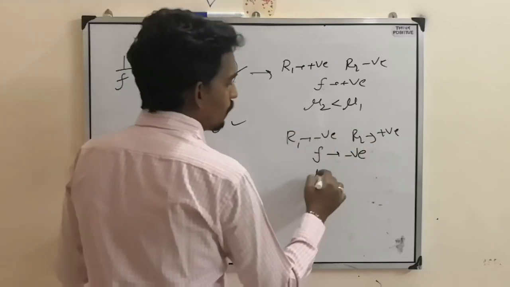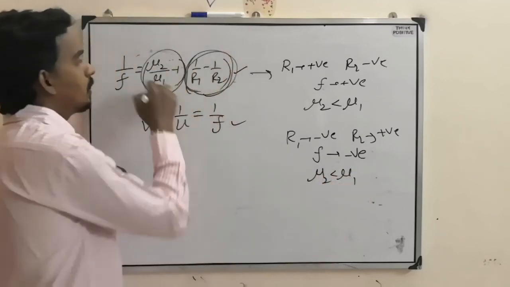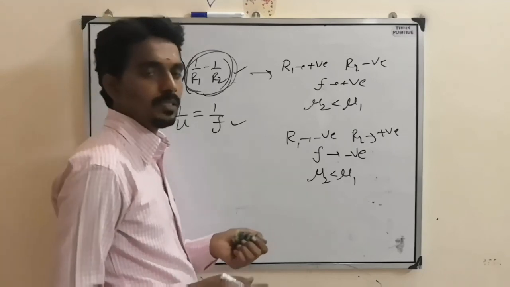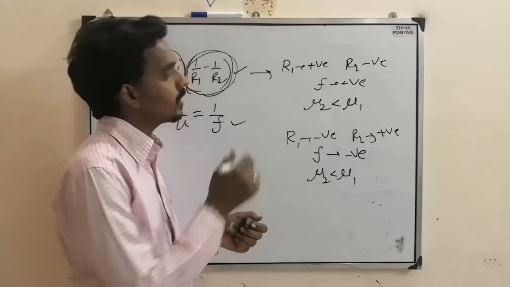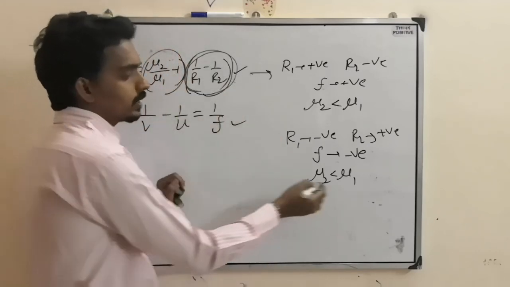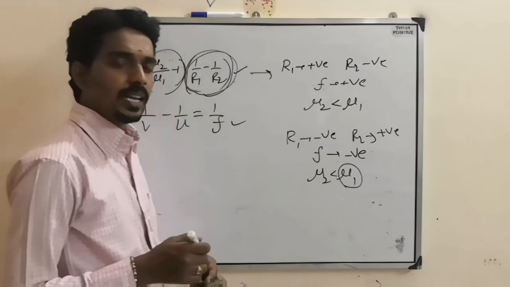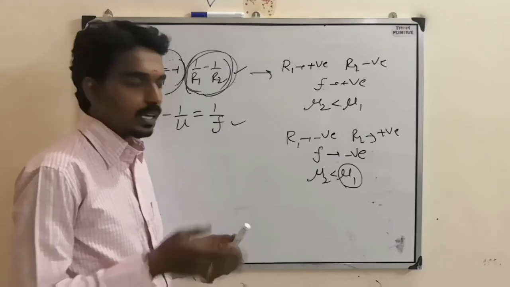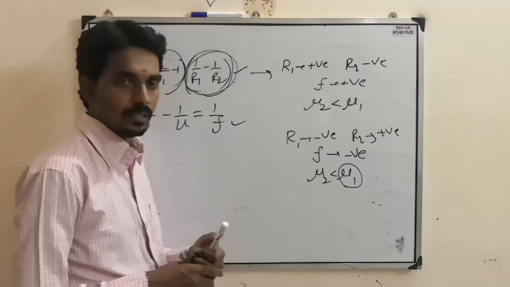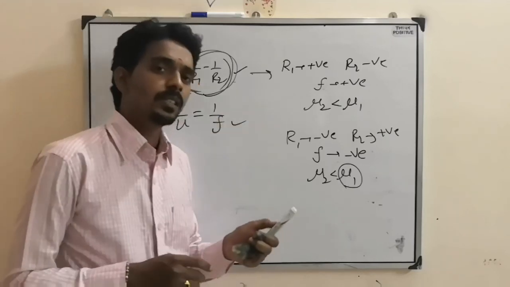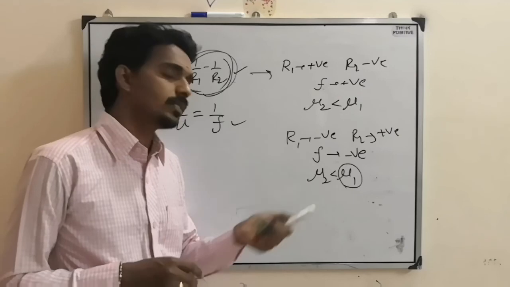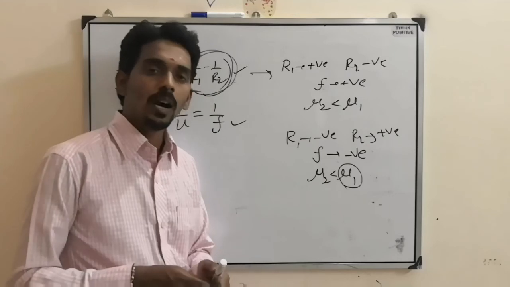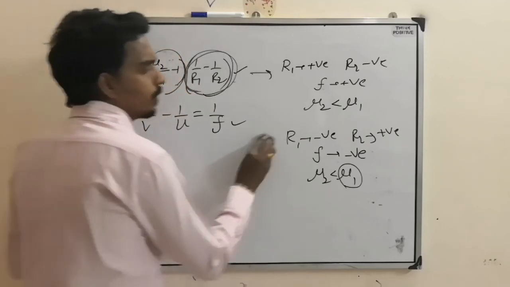Again, if mu2 is less than mu1, then this term will become minus, minus of minus is plus. That means if you place the lens in a denser medium, because the medium refractive index is mu1, then the convex lens will behave like a diverging lens, and the concave lens will behave like a converging lens. Usually convex lens means converging lens and concave lens means diverging lens. But when this condition applies, they change to the other behavior. So you need to remember this about focal length.